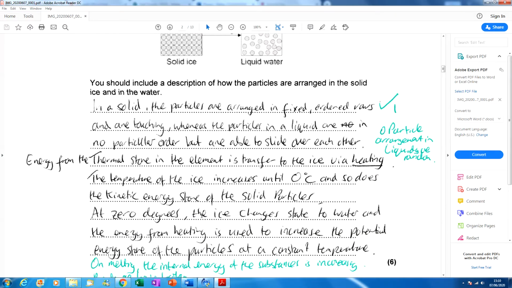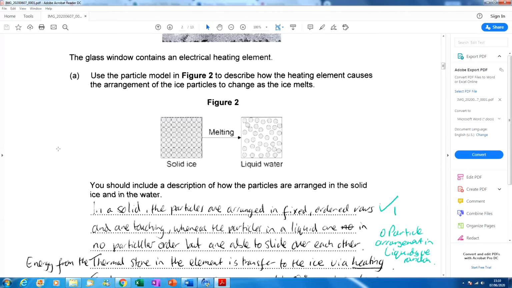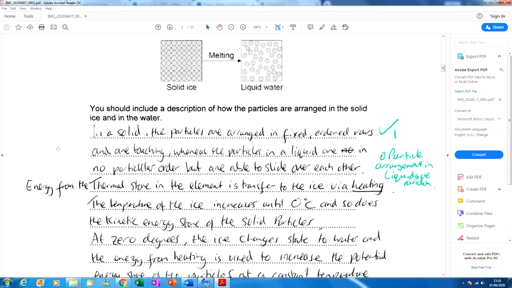So this is what I said. I'll read it because my handwriting isn't great. In a solid, the particles are arranged in fixed ordered rows and are touching, whereas the particles in a liquid are in no particular order but are able to slide over each other. So the device that I've used there, and I've highlighted it, is whereas. So I started off talking about the particles in a solid, then I used the connective whereas, and then I put in the contrasting things about the liquid. So using whereas in these answers is really good.